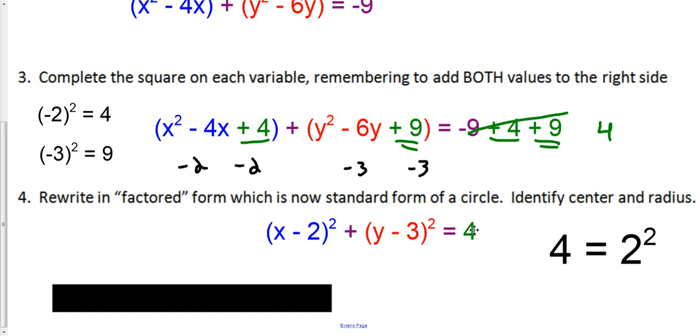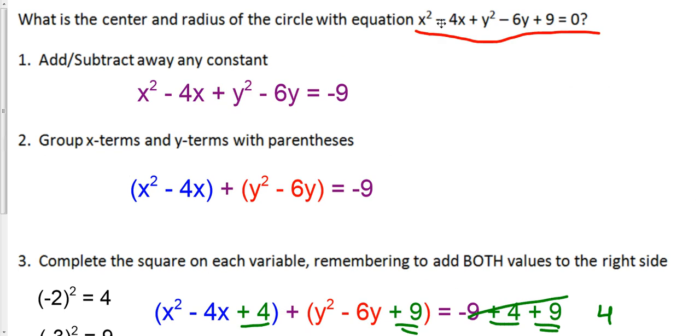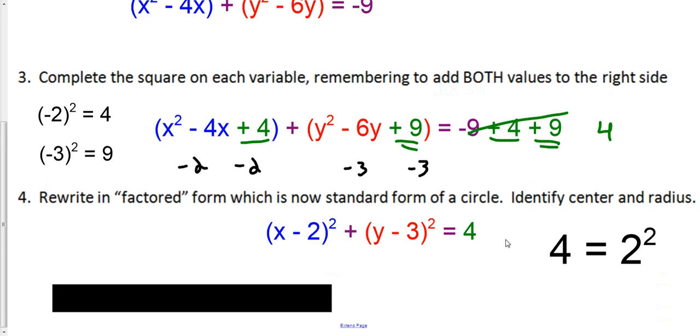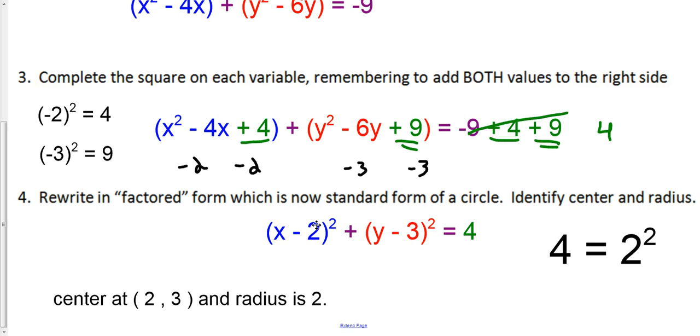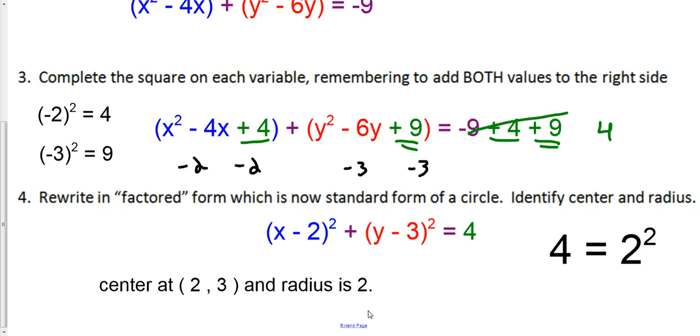So now I've rewritten this equation into a squared form: x minus 2 squared plus y minus 3 squared equals 4. And remember, 4 is the same as saying 2 squared. So at this point, I can say my center is 2, 3, because minus this piece and minus this piece, so 2, 3. My radius is 2, because 4 is 2 squared. So when we complete the square with our circle equations and get them into this form, then we can find the center and the radius real easy.